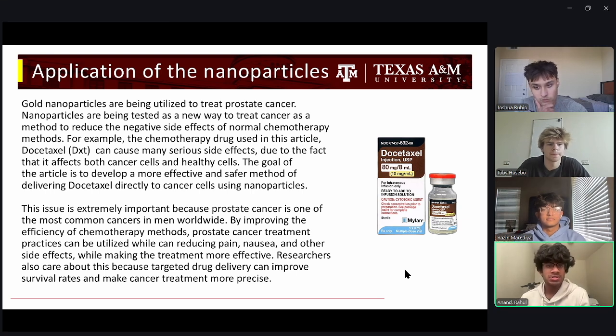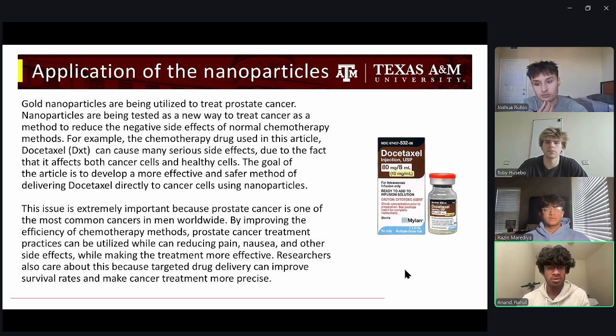So now the question is, how do we apply these? Nanoparticles are being tested as a new way to treat prostate cancer. Usually people use a chemotherapy drug, and the problem with these is that they have negative side effects, like balding and various other things that you do not want. In its current form, this drug called docetaxel, also known as DXT, causes a lot of serious side effects, because it affects both the cancer cells and the healthy cells.